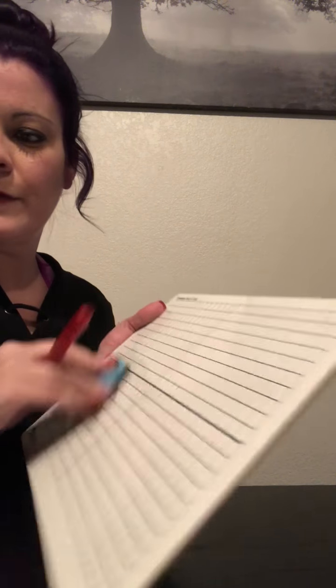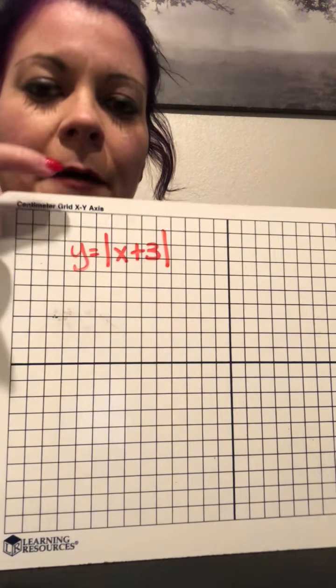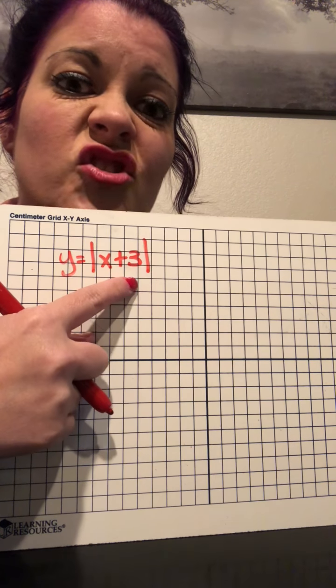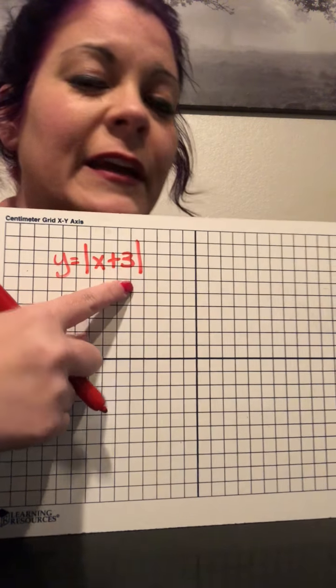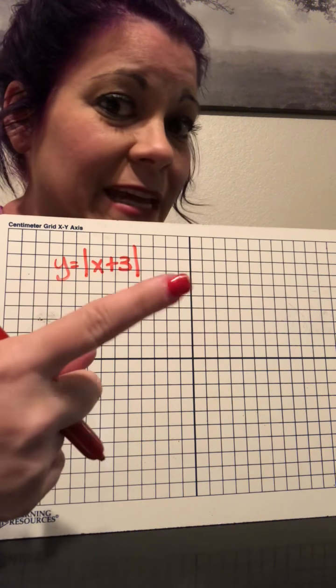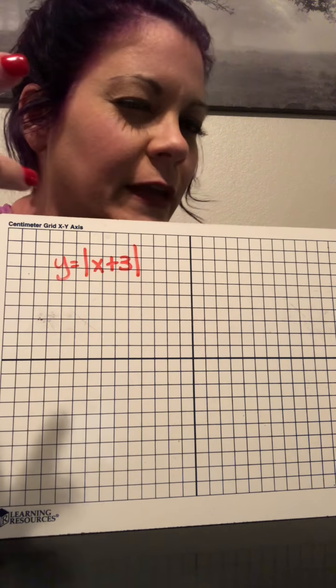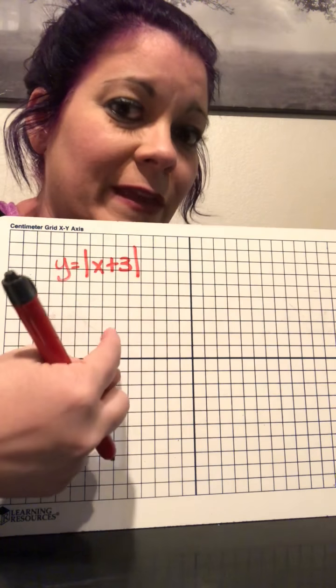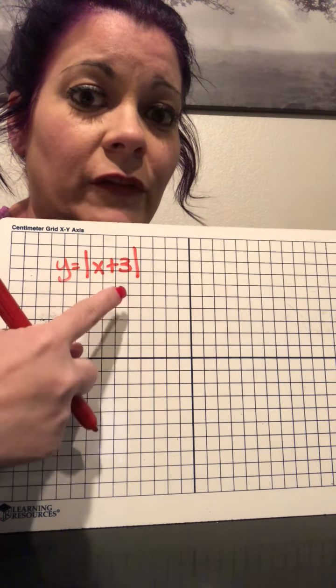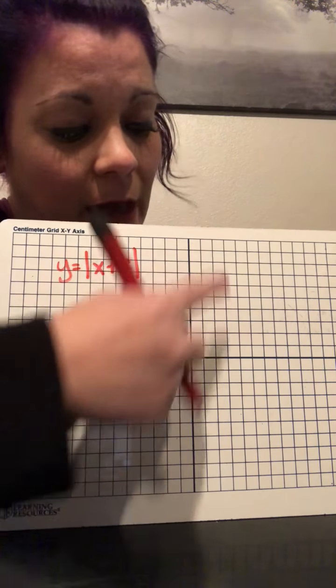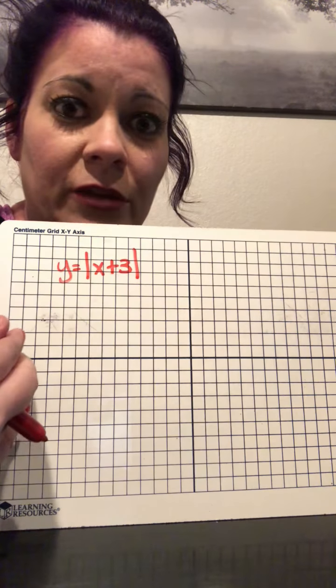So if we have y is equal to the absolute value of x plus 3, what that means when you're adding within the absolute value is that it shifts 3 to the left. A little confusing since it's addition. You would think it shifts right, but you have to think opposite when it's within the absolute value. So the graph that I just drew shifts 3 to the left.